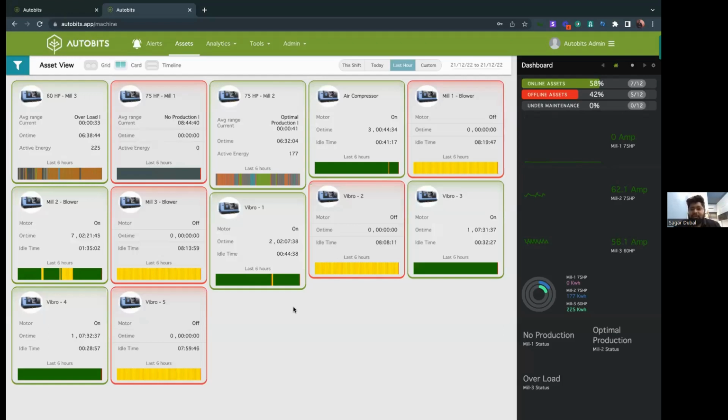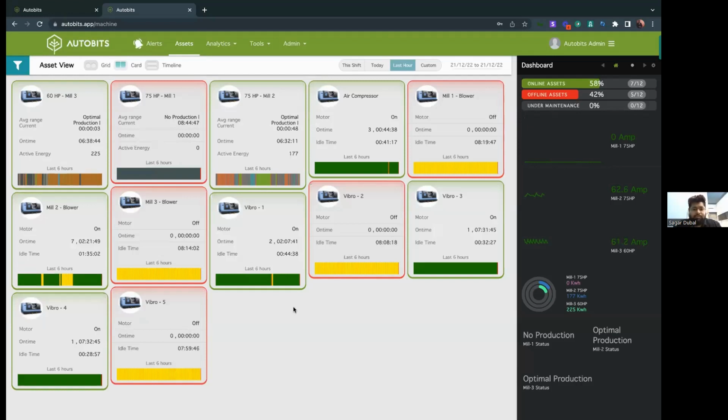Now this is a login to one of our clients' systems, which we have taken permission from. This client has a pulverizing system in which they pulverize a lot of material, then sieve it, screen it, and sell it off.